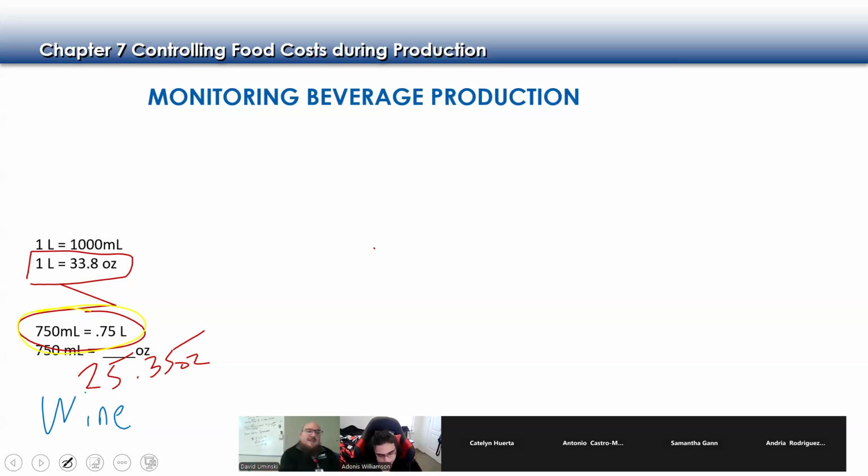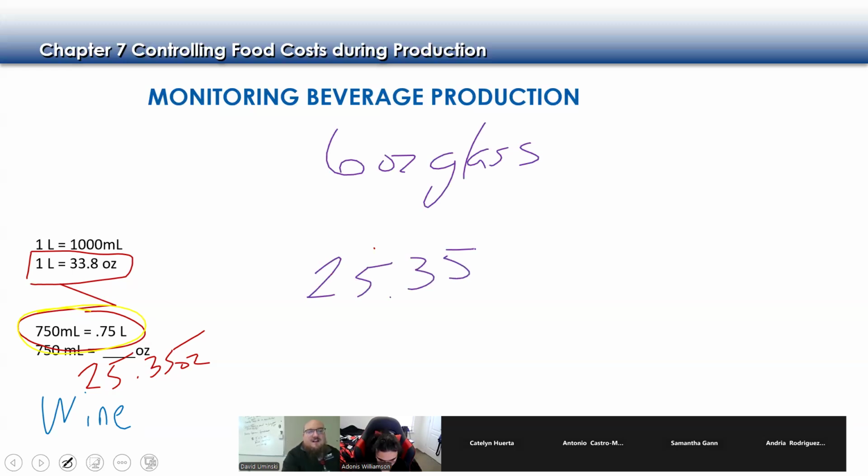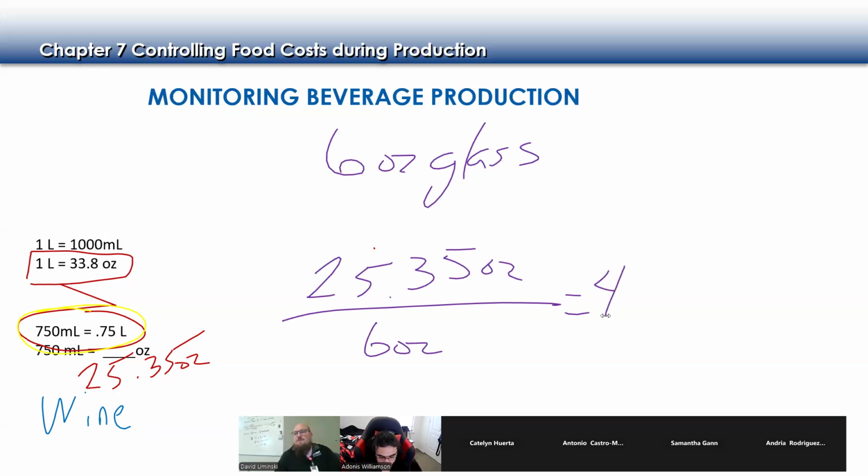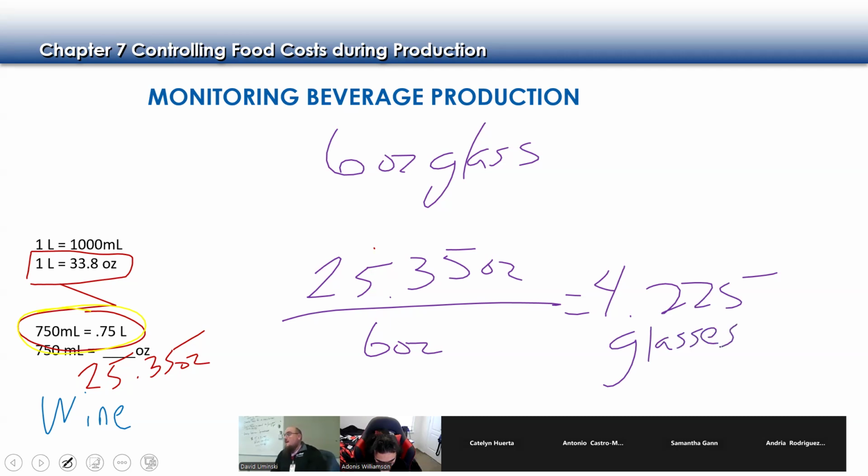Okay. So if I have a 6 ounce glass of wine, and my bottle is 25.35 ounces, when I divide by 6 ounces, what do I get? 4 point what? You can use your calculators on your phone if you want to. 4.225. That means I'm going to get 4.225 glasses out of each bottle of wine.